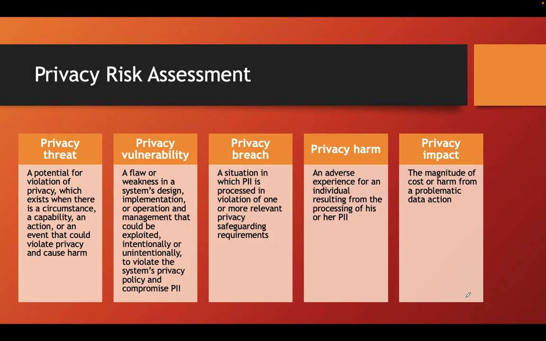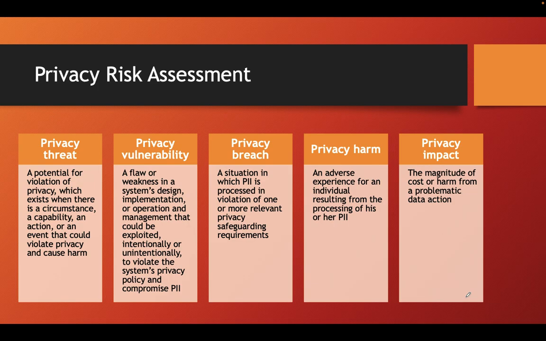Then the third element of privacy risk assessment is the privacy breach. A privacy breach is a situation in which personally identifiable information is processed in violation of one or more relevant privacy safeguarding elements. So when you do what you are not authorized to do in processing personally identifiable information, this is a privacy breach.